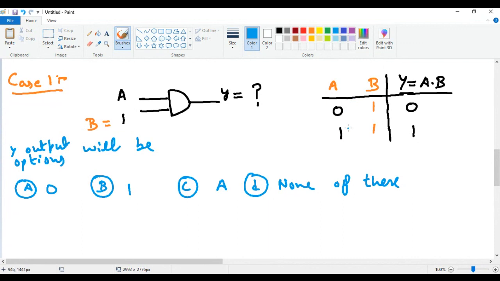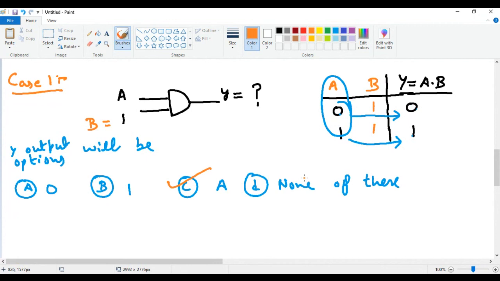If you see it carefully, you can see that this is the A. Whenever A has value 0, the output is also 0, and whenever A is 1, the output is also 1. So the output is directly equal to the value of A. So the correct answer will be A.